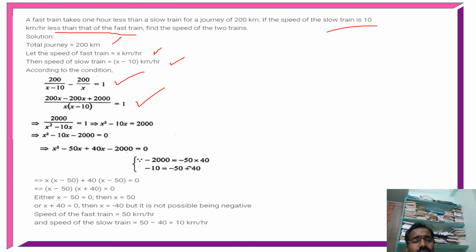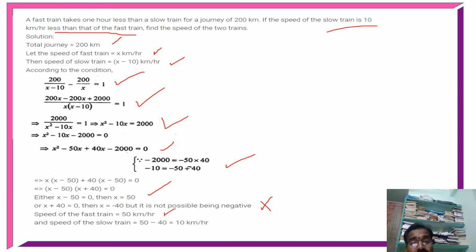Again, applying the same method, we get a quadratic equation. Apply the splitting the middle term method. Again here also we have x minus 50, x plus 40. If you have plus it is correct; minus means negative, and speed is never negative, so not applicable. So x is equal to 50. The speed of the fast train is 50 km per hour.